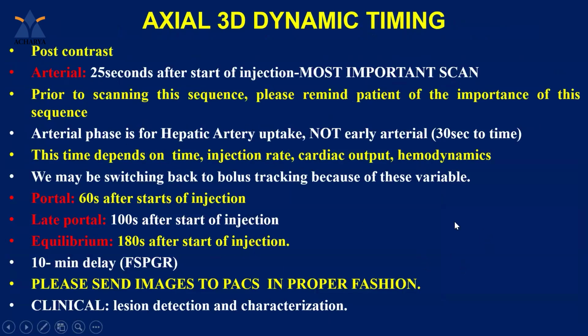Another one: in case of patients with lesions in the liver or cholangiocarcinoma, you go for dynamic studies. After the contrast injection, go for the arterial, portal, late portal and equilibrium phases. The arterial scan is 25 seconds after the injection, the portal phase is 60 seconds after injection, the late portal is 100 seconds, and the equilibrium phase means a delayed scan at 180 seconds. Then a 10 minute delay, depending on the disease process, you go for delayed scans. Then send the images to the PACS in the proper manner.